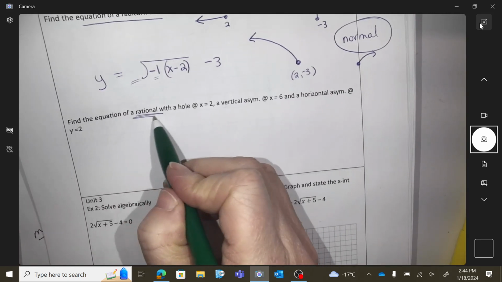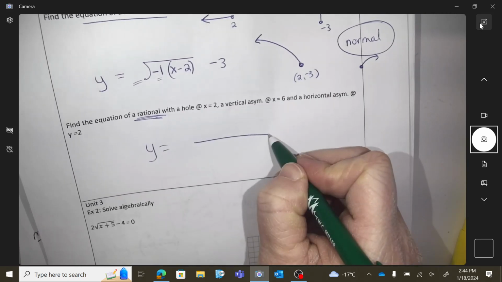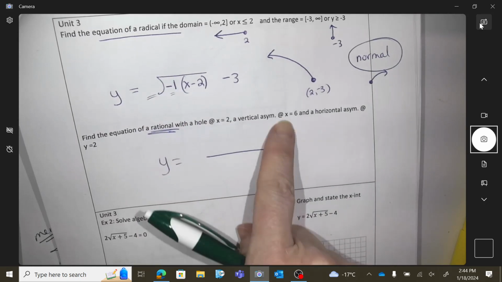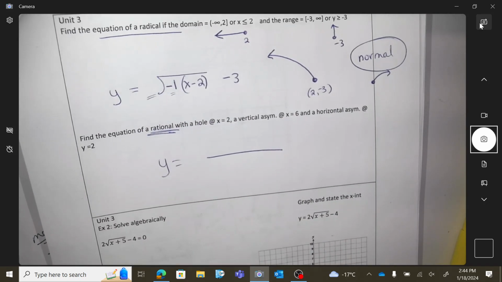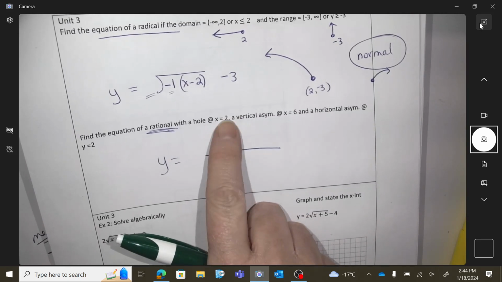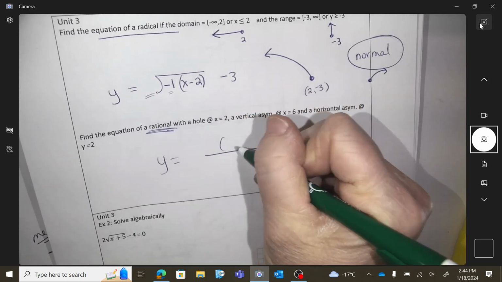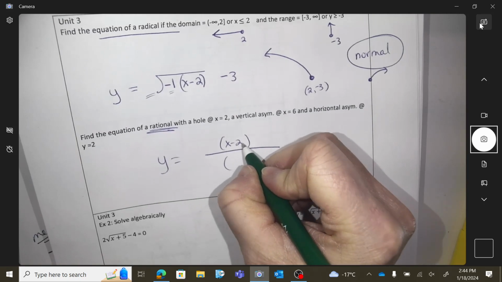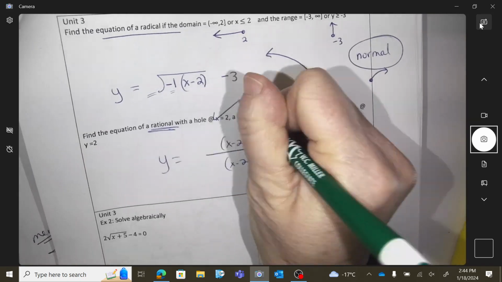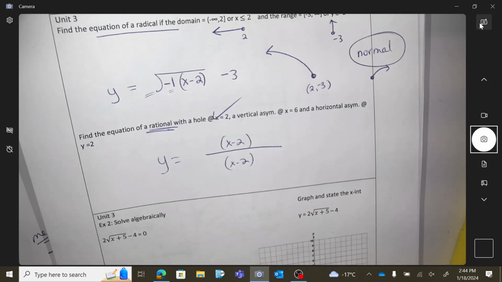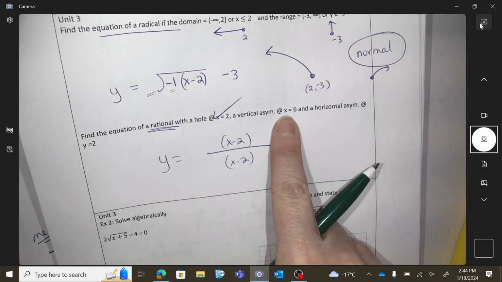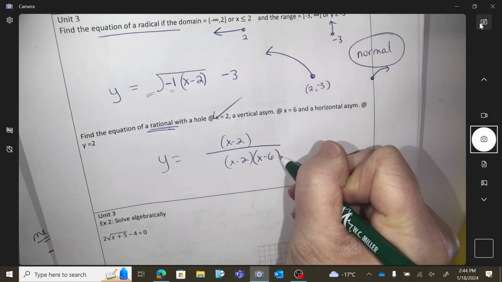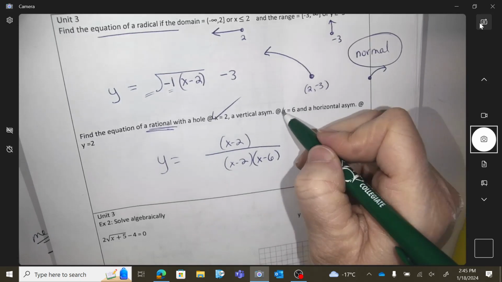Okay, find a rational, which means I need a fraction. Understand the words. Radical, square root stuff. Rational, fraction stuff. How do you put a hole at 2? You need a cancel. And then what is the factor then? Boom, hole. Check. We're done our hole. We need a vertical asymptote at 6. So that means x minus 6. Check.